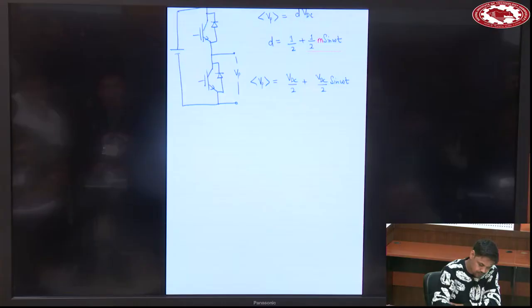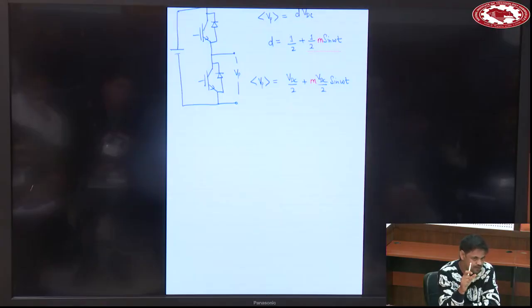Okay. So here the average value of the pole voltage will have two components, AC plus DC. How much AC can you get? M VDC by 2, where M is the modulation index. So if DC is fixed, what is the maximum value of the AC you can get? M times VDC by 2. This is the peak value, and the RMS value is this divided by root 2.